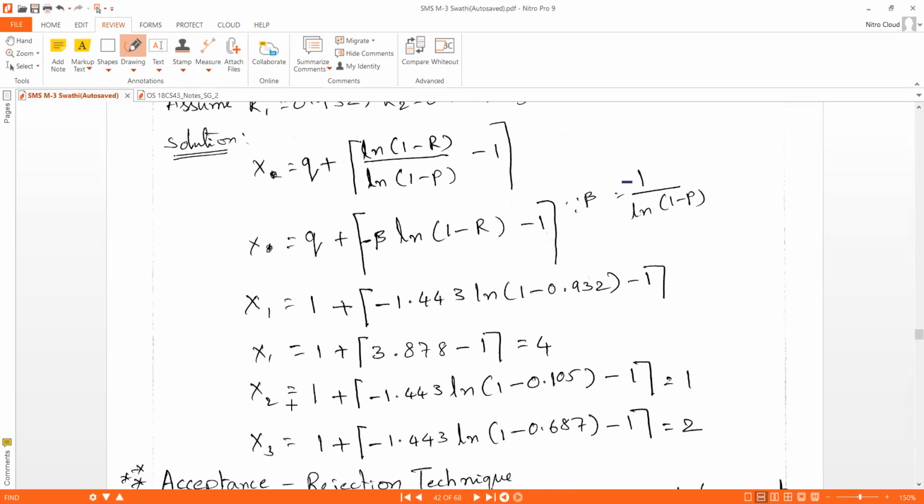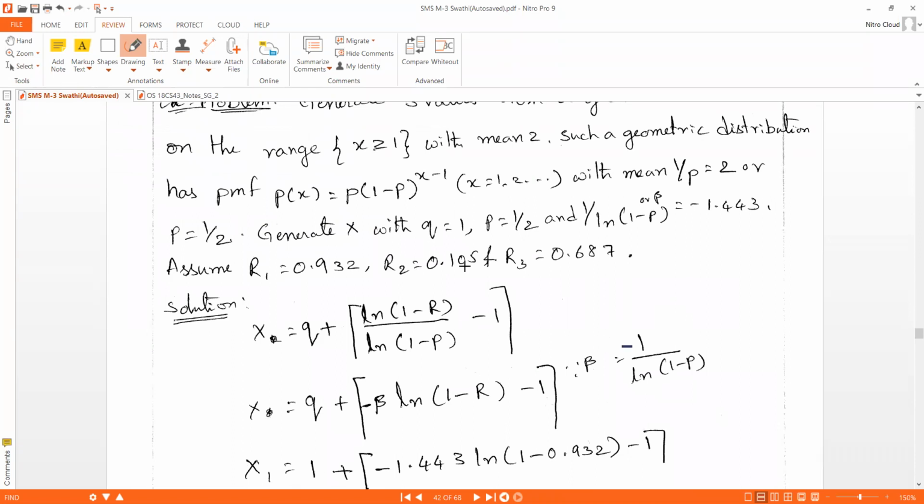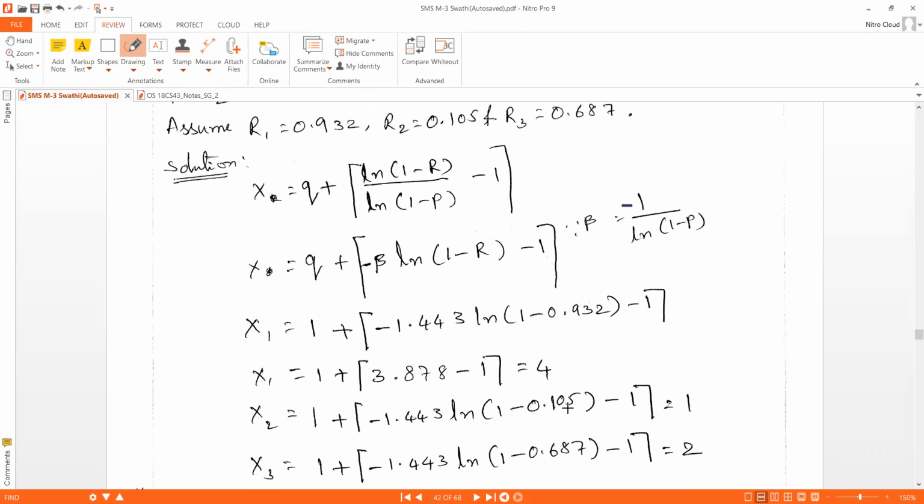Next, random variate x2 will be calculated. X2 equal to, we will substitute random number 2 in this equation. X2 is equal to the q value, which we know is given in the problem as 1, plus the beta value also given in the problem, 1.443, into ln of 1 minus r value. What is the second random number given in the problem? That is 0.105. We will substitute 0.105 minus 1. If we solve this, we will get 1.